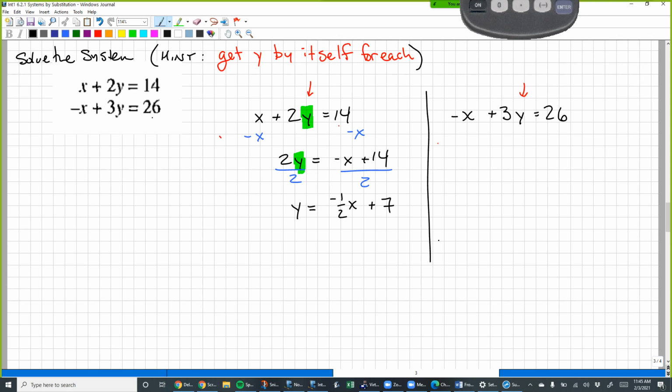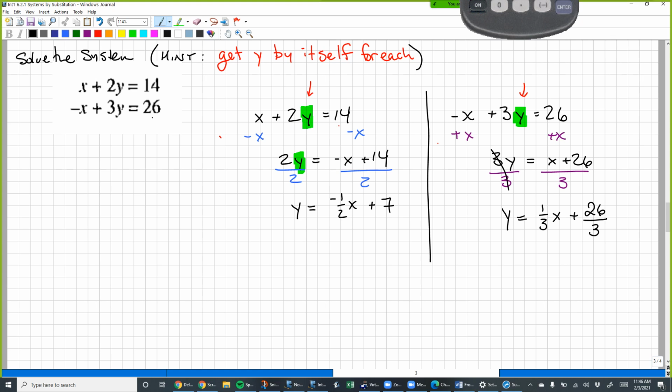Over on the right here, I'm also solving for y. I need to get rid of the things around it. So let's add x. And I get 3y is equal to x plus 26. And y is equal to 1/3 x plus 26 over 3.